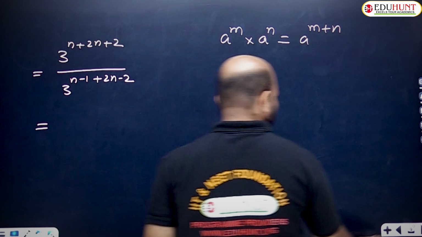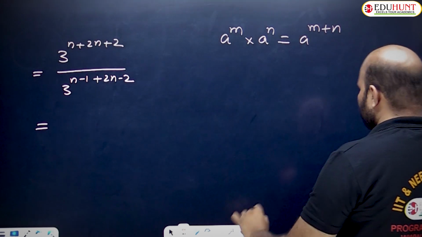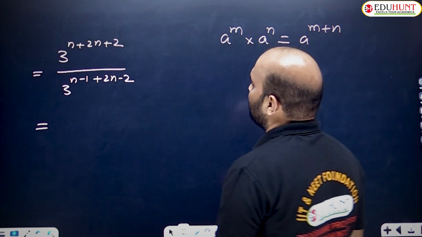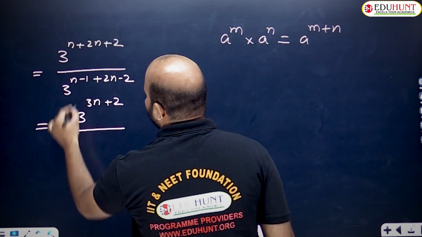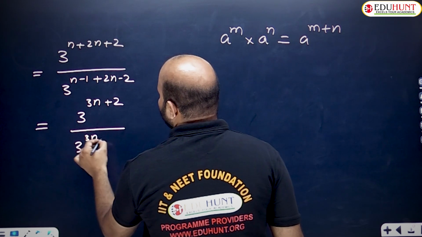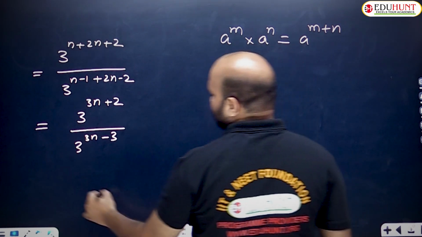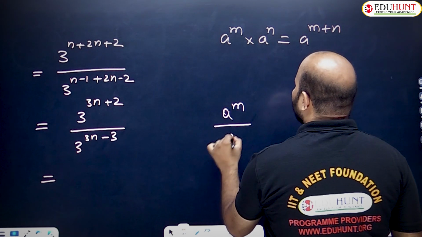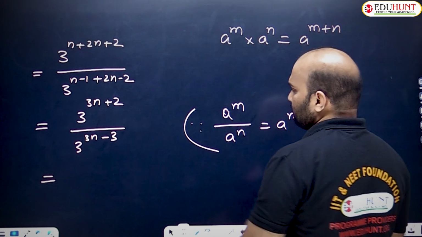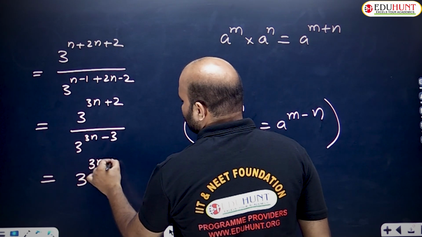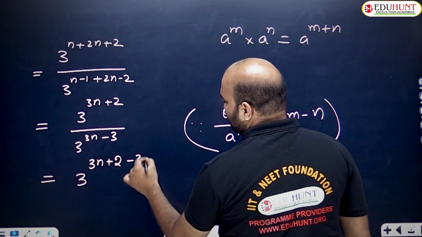Am I clear? So it can be written as, so what are the power values here? n plus 2n plus 2, denominator n minus 1, 2n minus 2. So here what you are getting, 3 power n plus 2n plus 2 whole by 3 power n plus 2n, nothing but 3n minus 3. Am I clear? Again it can be written as a power m whole by a power n equals a power m minus n. Since a power m whole by a power n equals a power m minus n, therefore it can be written 3 power 3n plus 2. So that is the m value. What is the n value? 3n minus 3. So minus n, nothing but minus 3n plus 3.